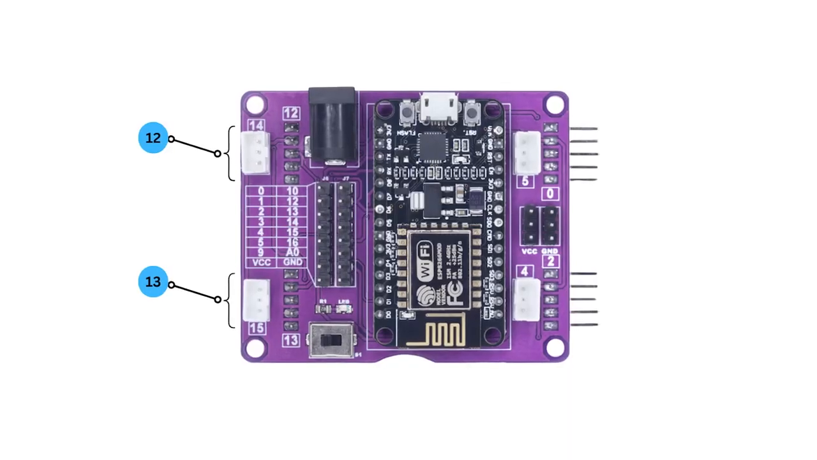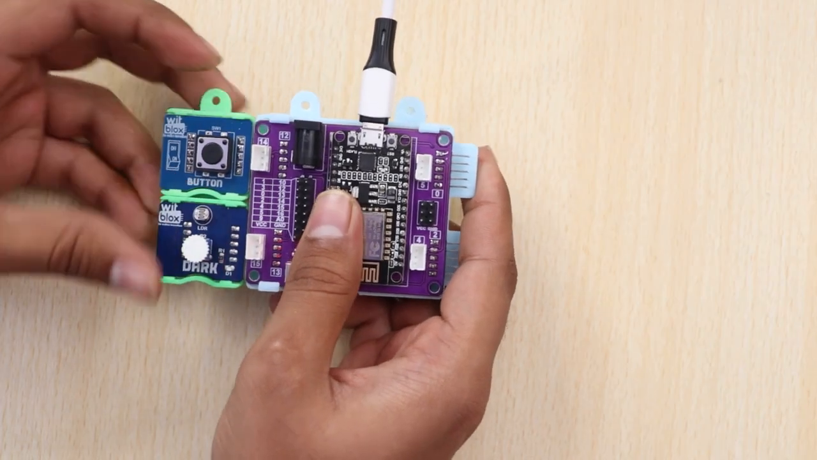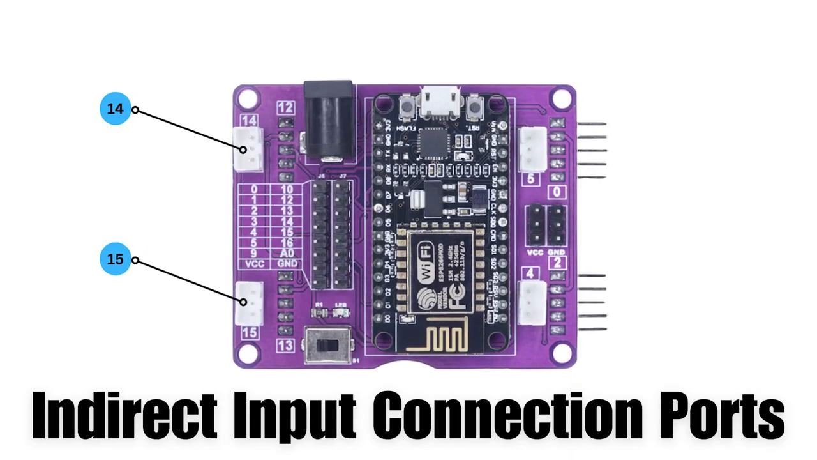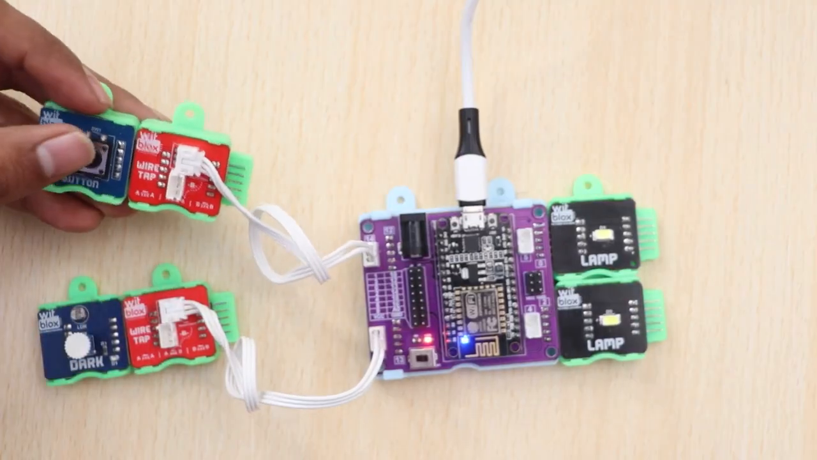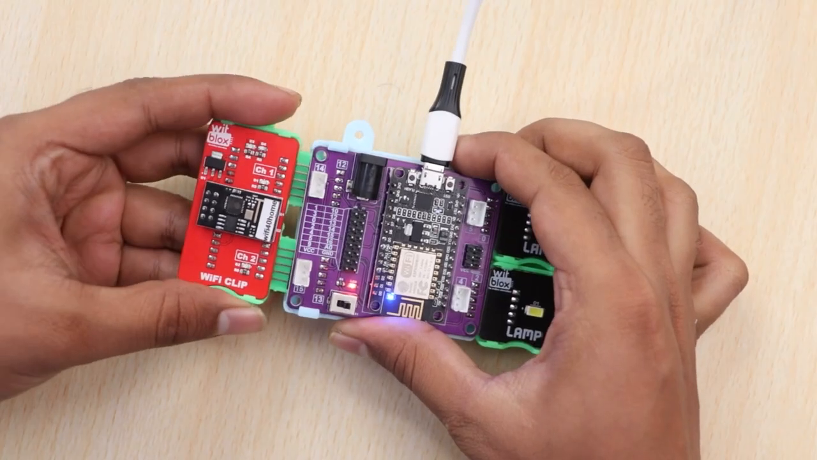Similarly, port 12 and 13 are direct input connection ports where an input can be connected directly as shown. Port 14 and 15 are indirect input connection ports which can be configured through wiretap blocks as shown. For input blocks with more than one input like AI or Wi-Fi blocks, we can use 2 or 4 ports of the WitPro Blox simultaneously.